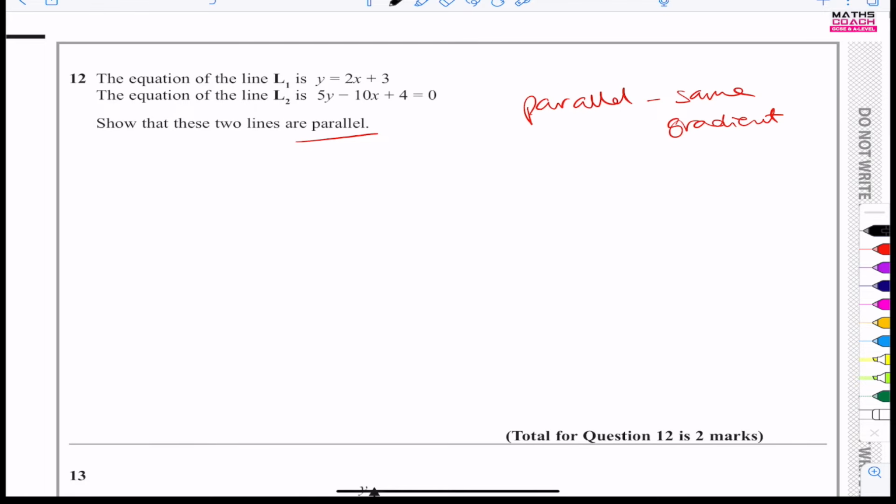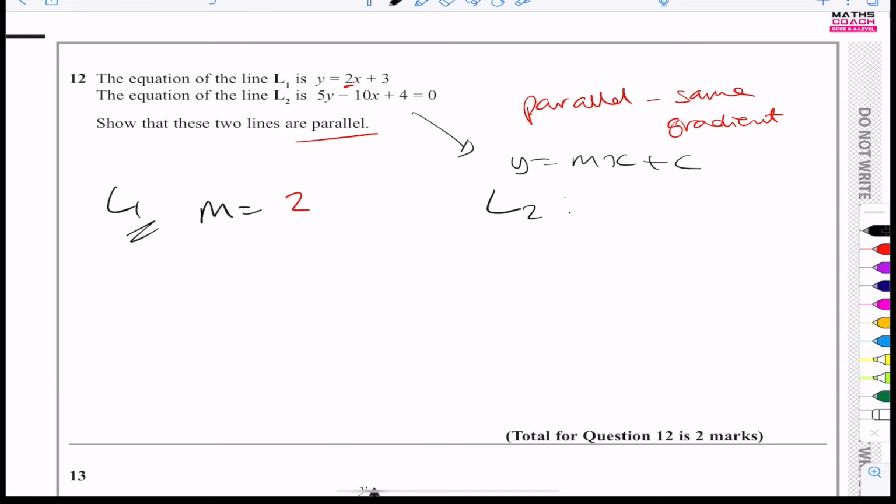So what's the gradient of line L1? L1's gradient is simply the value in front of the x, which is 2. And what's the gradient of L2? Well, L2's gradient isn't so simple. It's not even in the form y equals mx plus c. So the first thing we want to do is get this into the form y equals mx plus c, so we can see what the gradient is. Because remember, m is the gradient value.